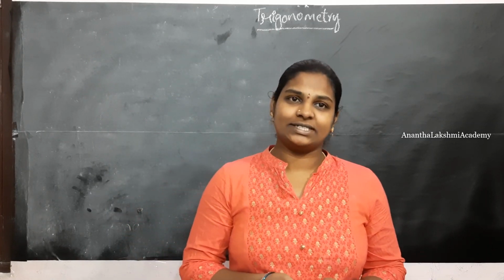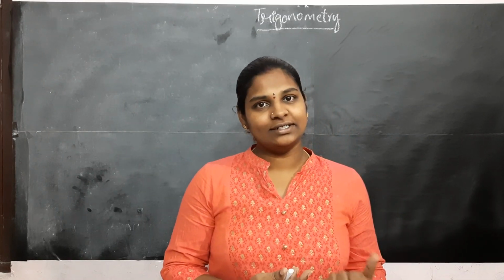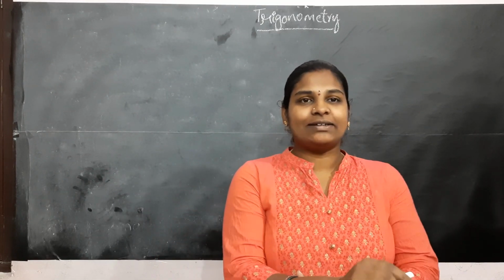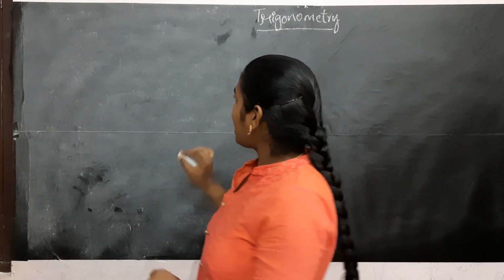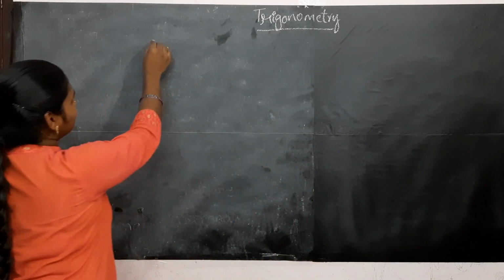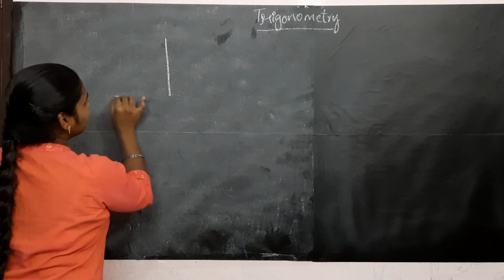Today we are going to discuss the problematic part that is based on the introduction which has been already covered in the first video. So let me quickly revise what has been covered in the first part. So we have covered the trigonometric ratios based on the right angle triangle.